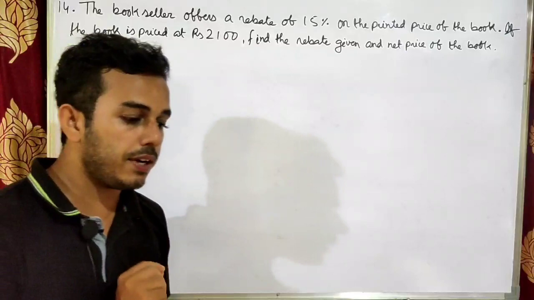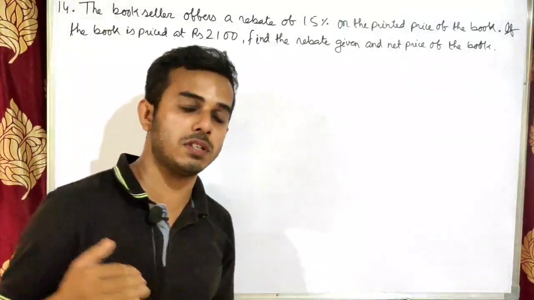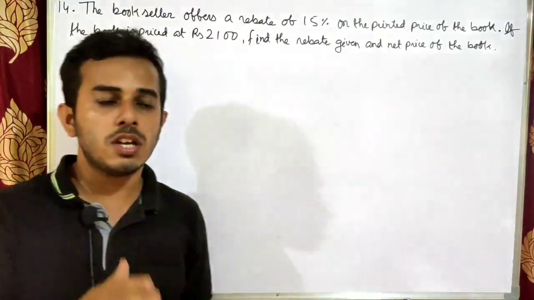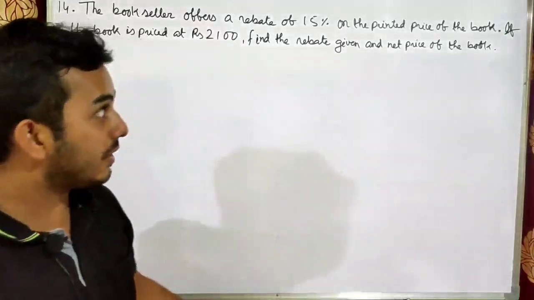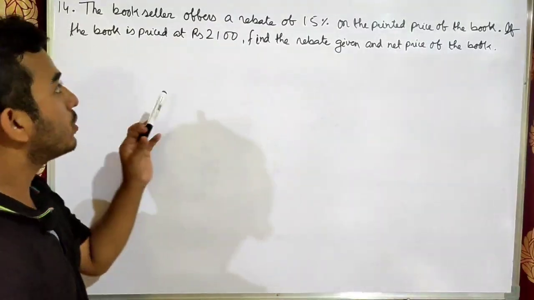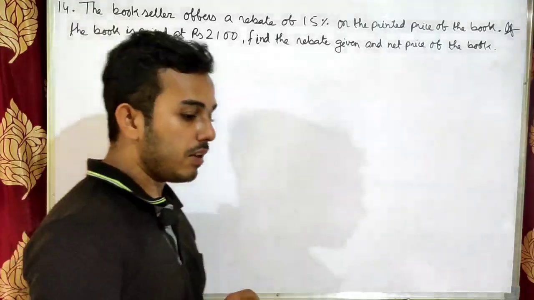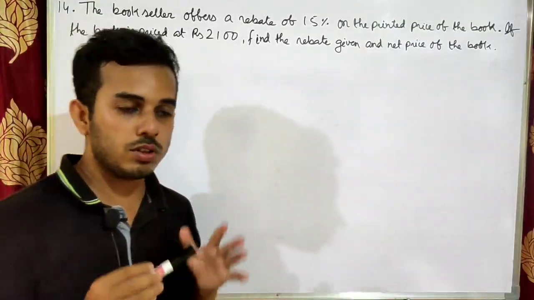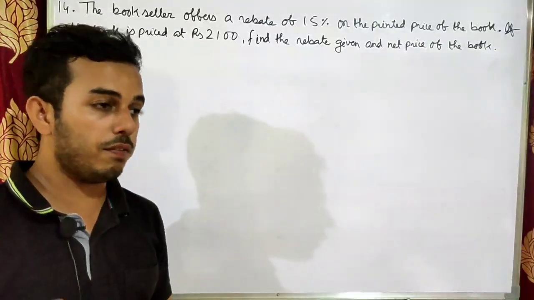If the printed price is, for example, rupees 100, and he gives a rebate of 15%, it will be 15 rupees, 100 minus 15, isn't it? So the net price of the book will be rupees 85. Like this, we have to find 15% of rupees 2100, because here the printed price of the book is 2100. After that we have to find the rebate amount, that is 15% of 2100, and then we have to find the net price of the book.